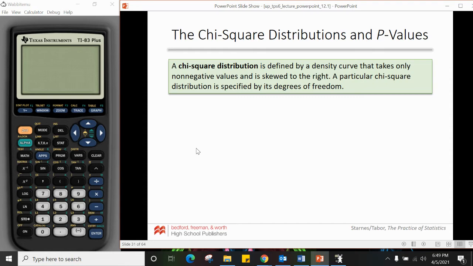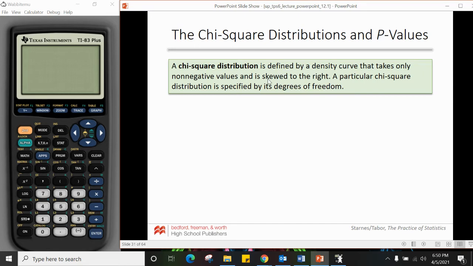A chi-square distribution is defined by a density curve that takes only non-negative values and is skewed to the right. A particular chi-square distribution is specified by its degrees of freedom. This is very similar to a normal distribution or a t distribution that we've talked about. They're both density curves, right? The area underneath them is equal to 1, and the probability is the accumulation of probability from left to right. The difference is that this is skewed to the right.